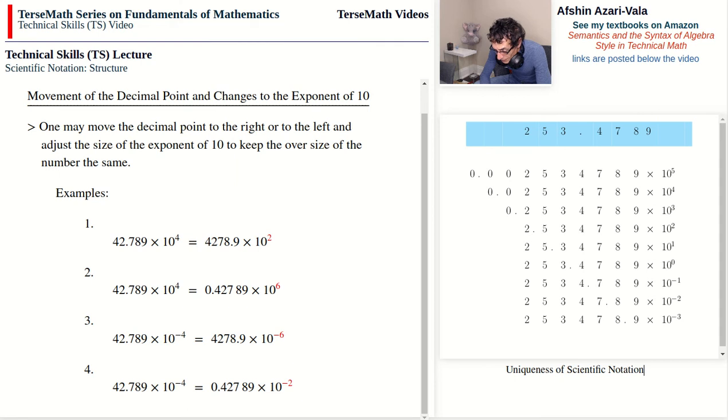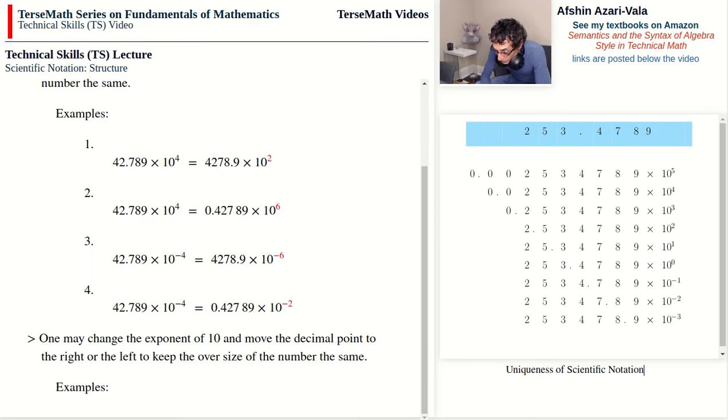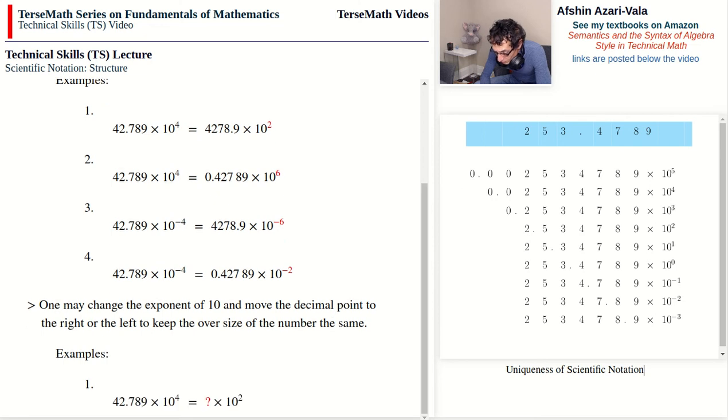Okay, so now we know how to adjust the exponent if we move the decimal point. And we have to be able to go the other way as well. If we change the exponent, how do we compensate for the change in size by moving the decimal point? The rule is the same, of course. If the exponent goes up, the decimal point does the opposite, moves back. If the exponent goes down, the decimal point does the opposite, moves forward. And here the exponent went down from 4 to 2. And so the decimal point moves forward over 2 digits. And we end up with 4278.9.